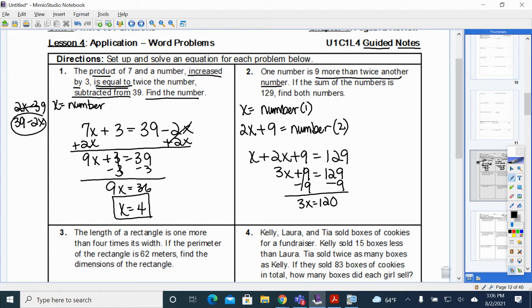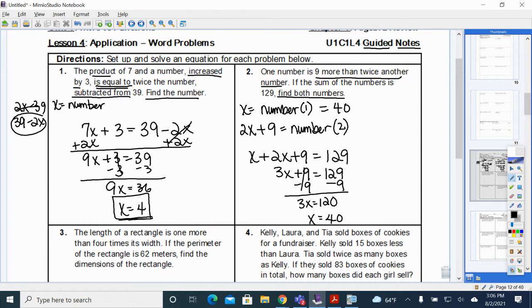And then divide both sides by 3, which is going to give me x is equal to 40. Now, be careful on your word problems, because in example number 1, when I found x, I was done because it said find the number, and I did. But this one says find both numbers. So one of my numbers is just plain old x, and it's 40, right? So one number is 40.